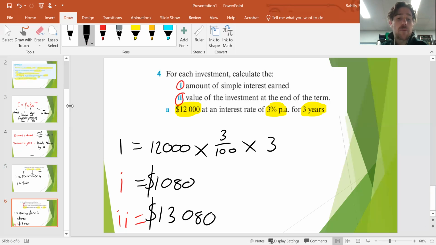So the questions for this chapter are literally just going to be putting it into that formula, making sure that we have our rate as a decimal and our time in years. Okay, so don't get tricked by those. You need to make sure that your rate is a decimal and your time is in years.